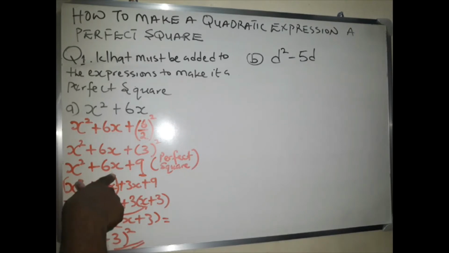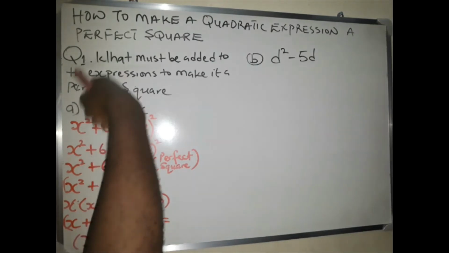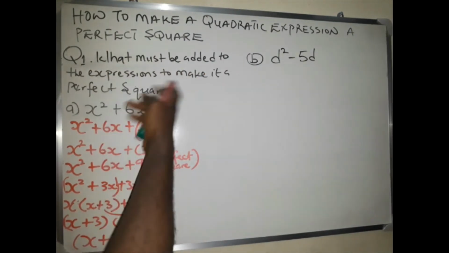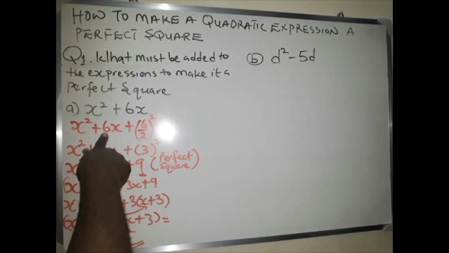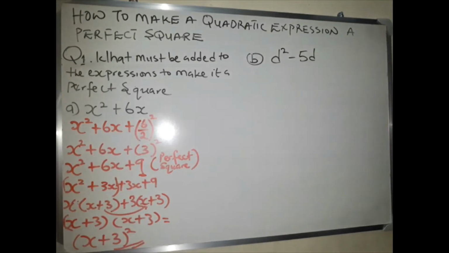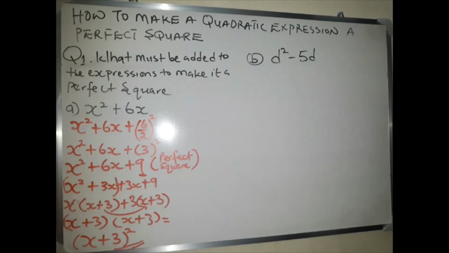That is if you're asked to solve the expression. But at this point you've answered the question that says what must be added to the expression to make it a perfect square. The answer here is 9. 9 must be added, and you've seen how you got the 9. We divided the coefficient of x by 2, raised it to power 2 and got the 9. Then I went further to solve it. So you have to know the difference: when they ask what must be added to the expression to make it a perfect square, this is where it ends. But when you see solve the expression, you end here.